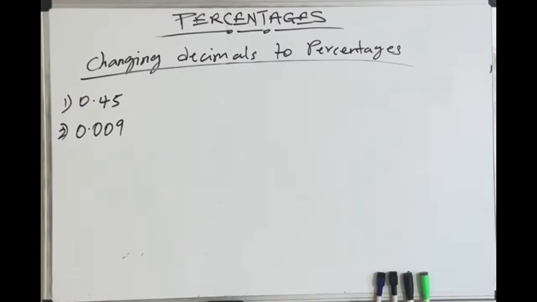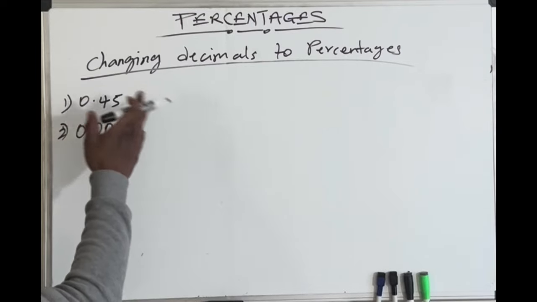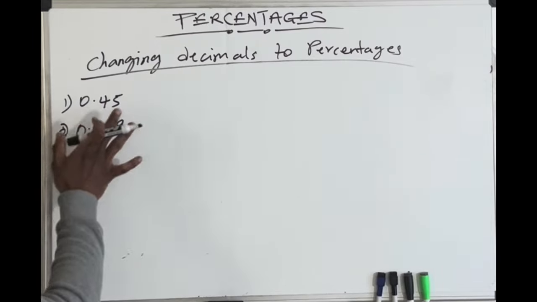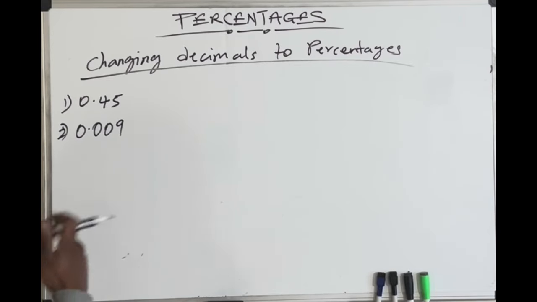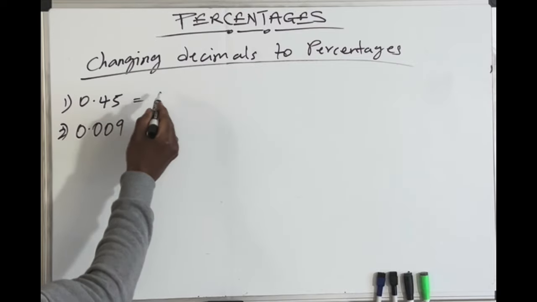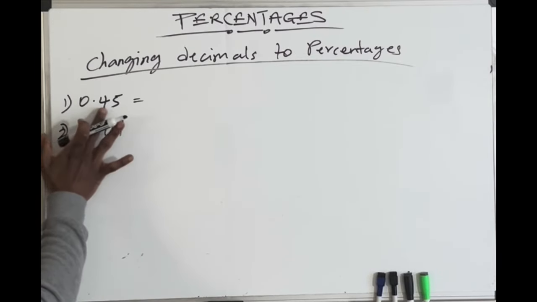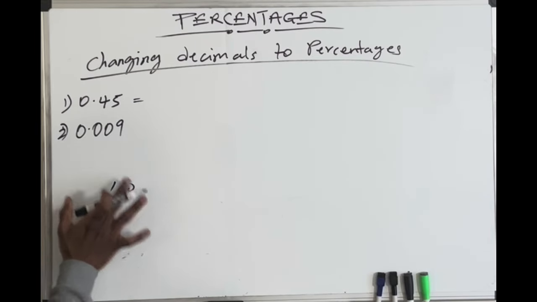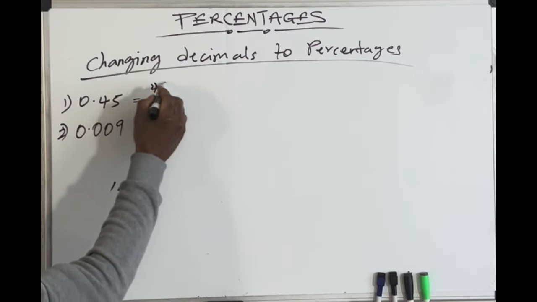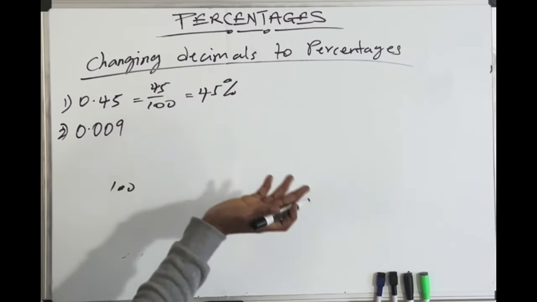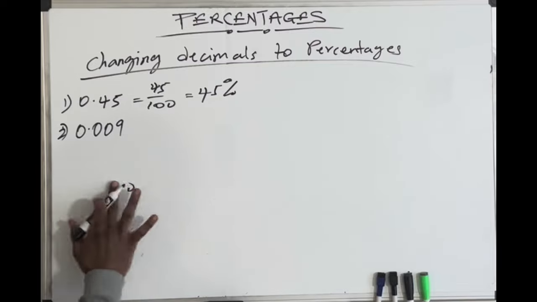We move to changing decimals to percentages. In order to change decimals to percentages, just multiply the numbers by 100, and then you get your percentage. But an easier way is to just look at the two numbers. We are dealing with hundreds, so two numbers. So 45 over 100 can also be written as 45%. You are done.